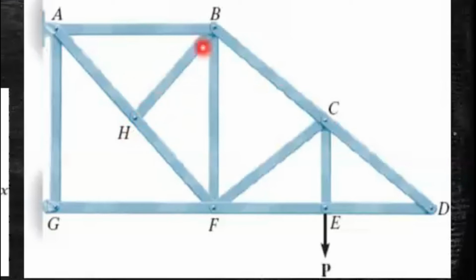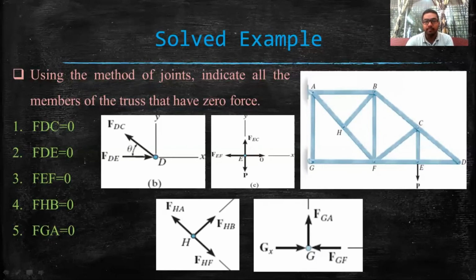So if sum of Fy equals to 0, that is sum of all the forces in y direction equals to 0, and we take the direction of BH as y direction, then we can see that there is no other force other than this member force. So obviously, in order to fulfill equilibrium, this member force BH should be equal to 0. So this member BH is a zero force member. We have already determined this one.